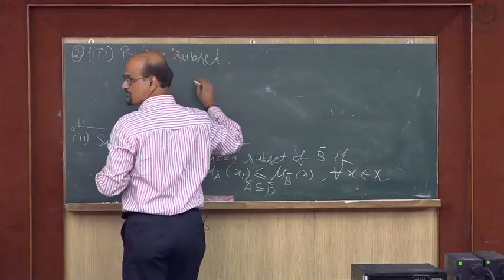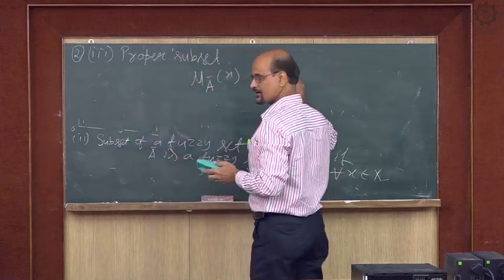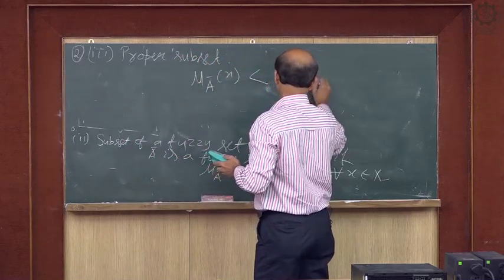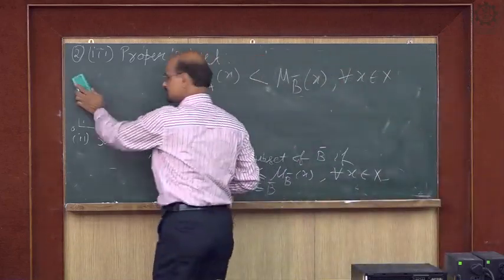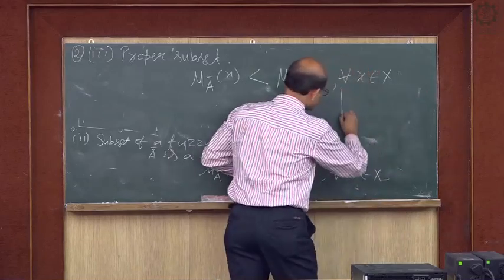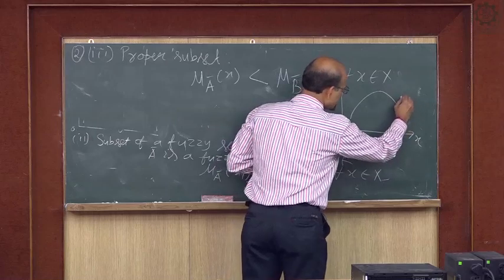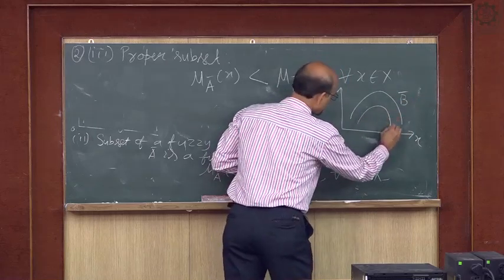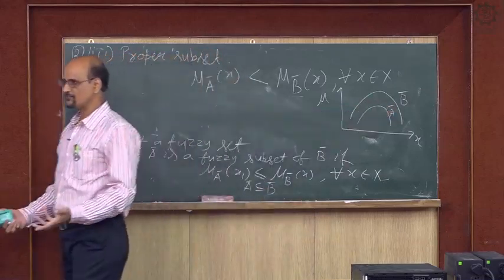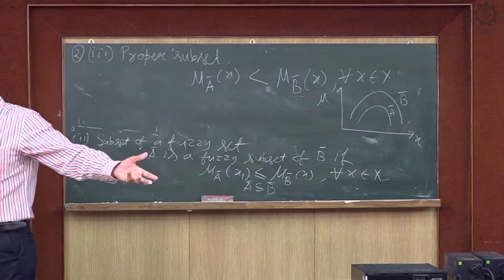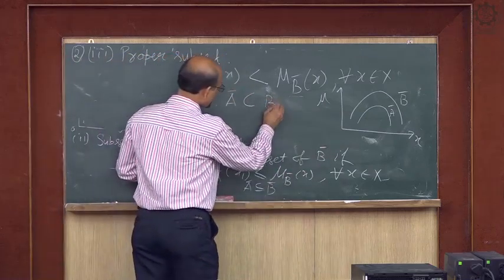So, here the membership function for A bar should be strictly less than mu B bar x for all x belongs to it. Similarly, geometrically I can represent this like this. Suppose I have this x, mu, I have B bar, and if I have A bar like this, so all the membership functions for A bar will be less than or equal to B bar. Okay. So, I can say that A bar is a proper subset of B bar.